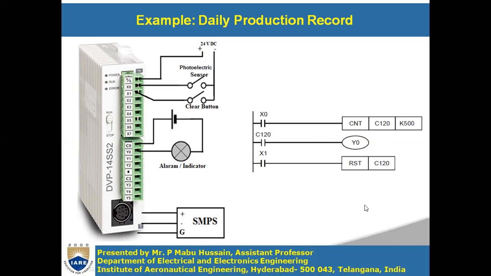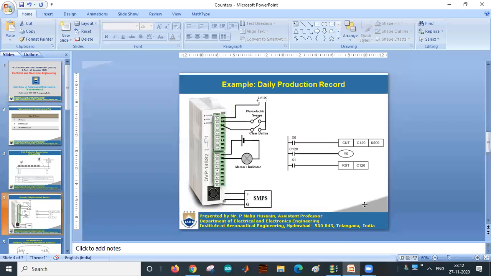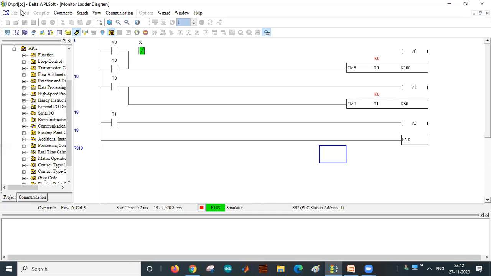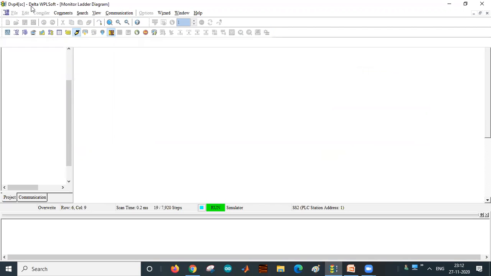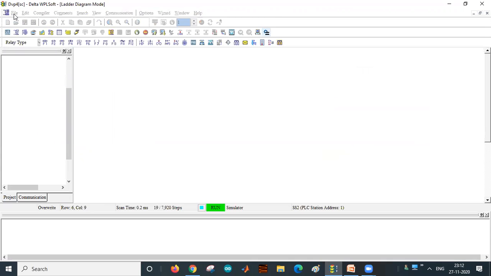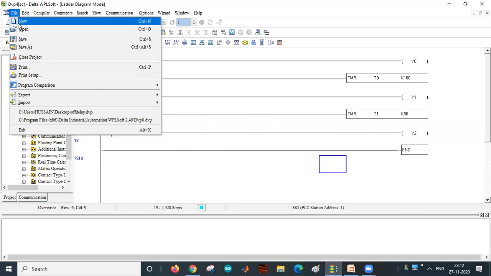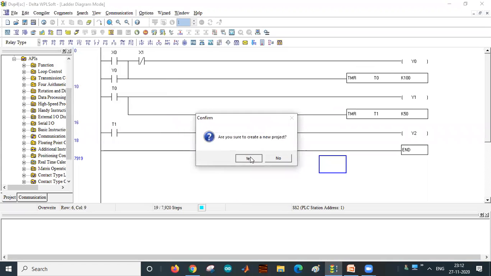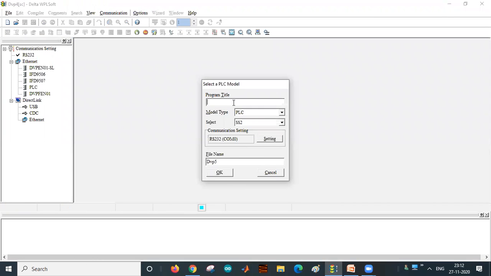See, I will write a PLC program. Here this is the WPL software. Here you take one new file. Here this is the up counter.